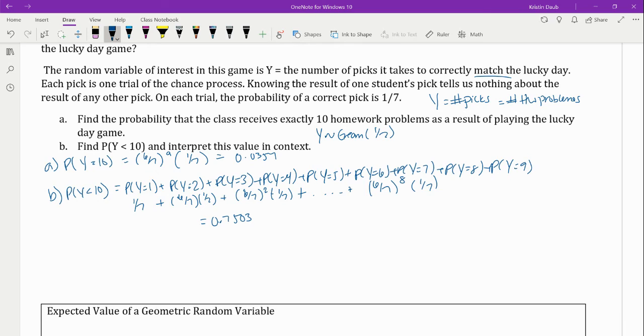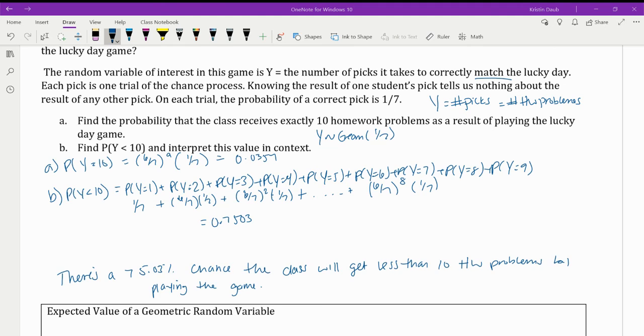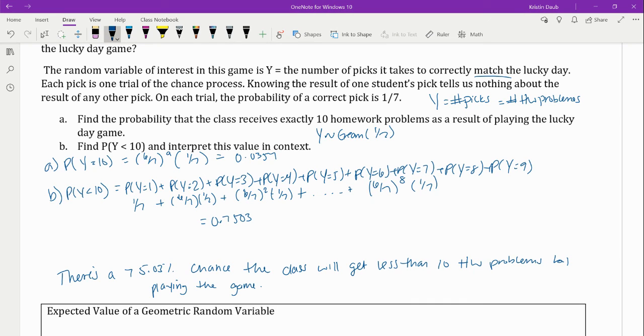And there's my answer for the geometric probability. Let's go ahead and interpret it. I'll ask you another Edpuzzle question about the interpretation, and then I'll put my answer here. There you go. There's my answer up there on your page.